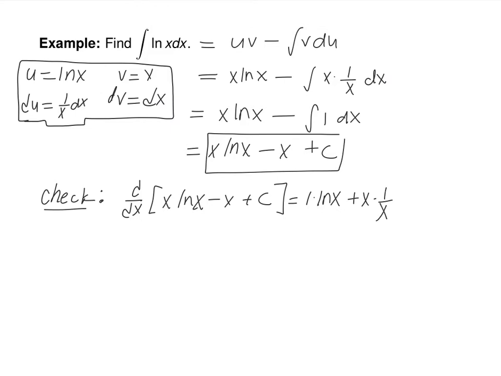And then the derivative of x is 1, so minus 1 plus 0. And that is ln of x. X times 1 over x is 1, so ln of x plus 1 minus 1, which is just ln of x. Bam. So look, the antiderivative of ln of x is x ln x minus x. And that is a formula that we can use to anti-differentiate ln of x. Notice it's not 1 over x. That's the derivative, not the antiderivative. Just in case that wasn't clear.